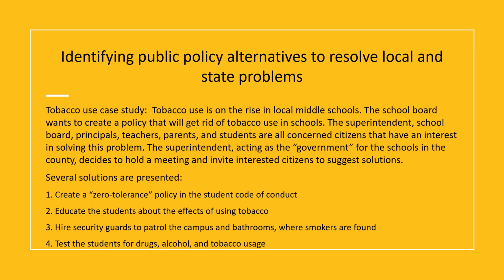The superintendent says, let's focus on this issue in the schools. So the superintendent, school board, principals, teachers, parents, and students are all concerned, and they have an interest in solving the problem. So the superintendent, acting as the government for the schools in the county, decides to hold a meeting and invite interested citizens to suggest solutions.